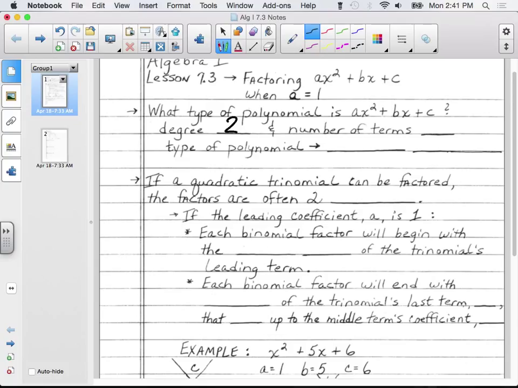And how many terms does this have? 3. So what kind of polynomial is that? Trinomial, that's right. Quadratic. So today we're going to be factoring quadratic trinomials.